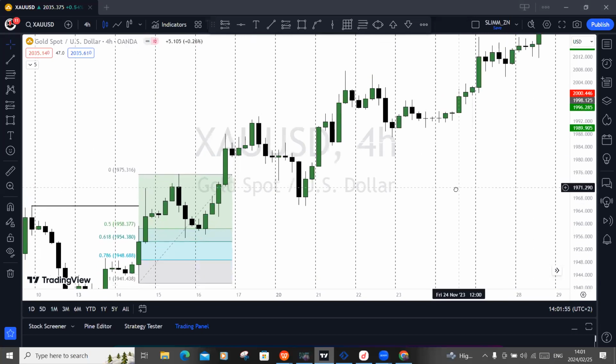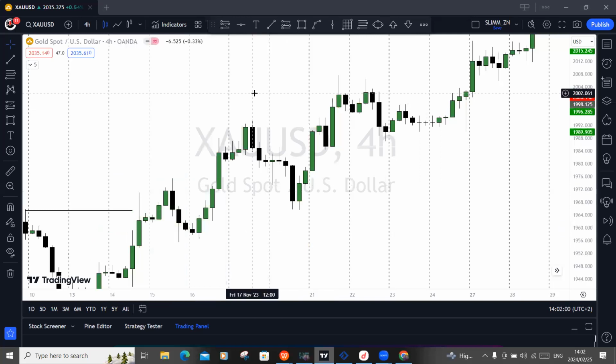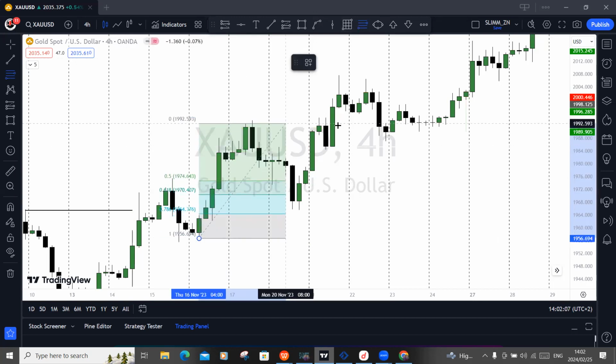Let's see if we're going to find an inside bar. So again, price is still bullish, right? As long as we get a high and they start to retrace, we use our tools. From this low to this high, we drag it into the future.